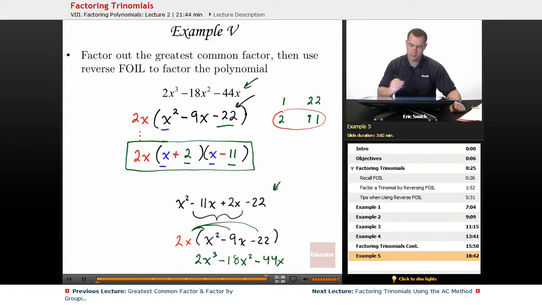Now, just a few things. Make sure that when you're using this method, always check for a common factor to pull it out. Make sure you set down your first terms and then your last terms. And definitely check those signs to help you eliminate some of your possibilities.